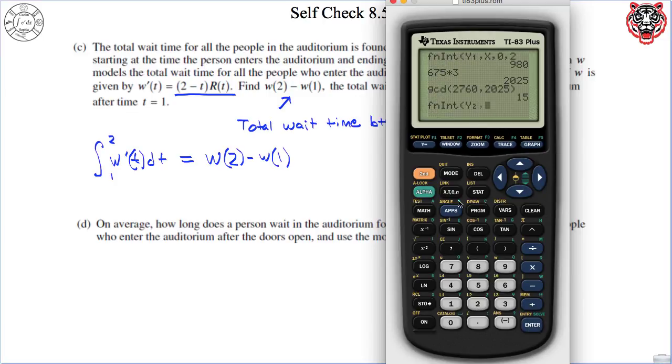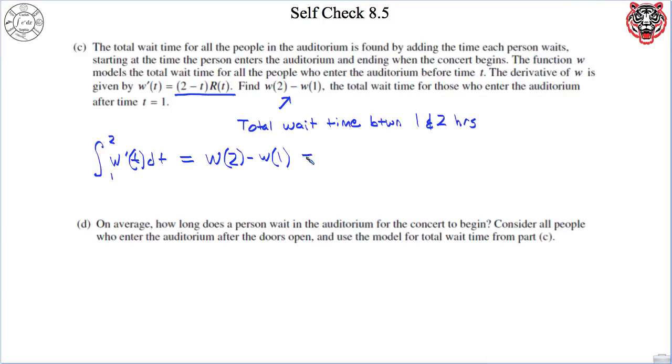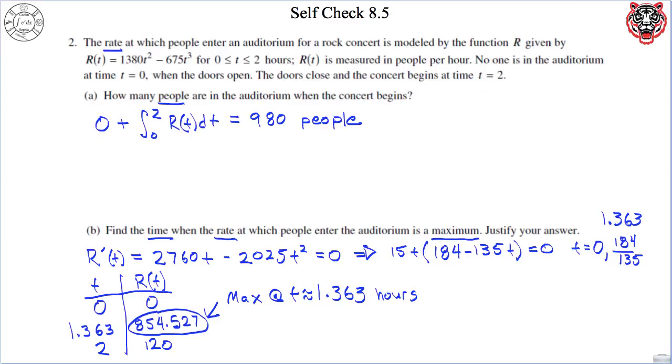this with respect to x from 1 to 2, and I will get the total wait time. The total wait time between 1 and 2 hours was 387.5. So this is exactly equal to 387.5 hours. And I forget, or I have been forgetting to tell you how to score all these. I should start doing that now before I forget.